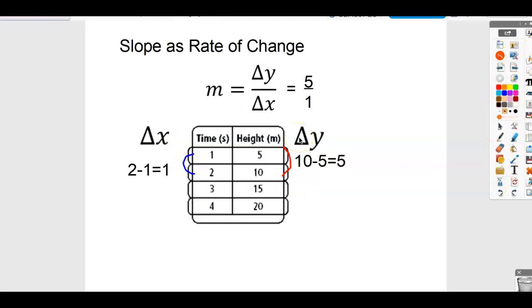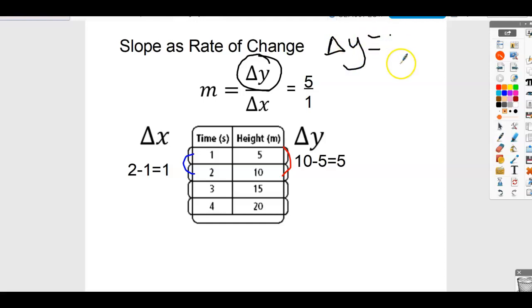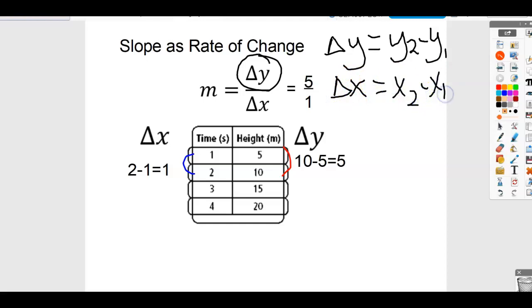Slope is rate of change. This triangle means change in y. So delta y actually means y2 minus y1, and delta x means x2 minus x1. So here, to find my change in y, I take y2 and I subtract y1. I could also do it this way. I could have done any of them.